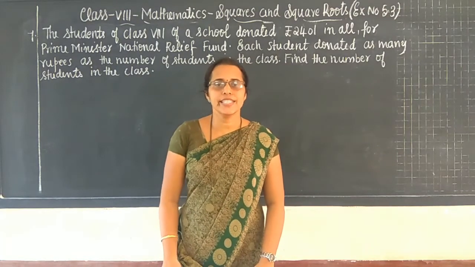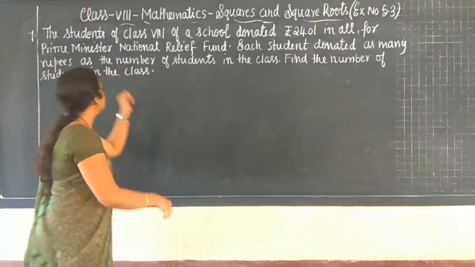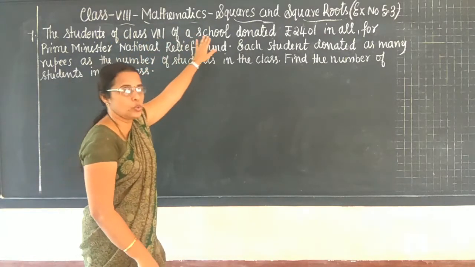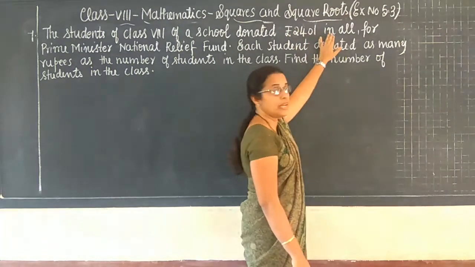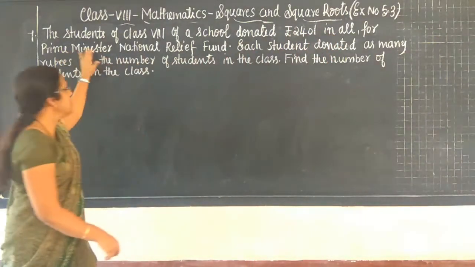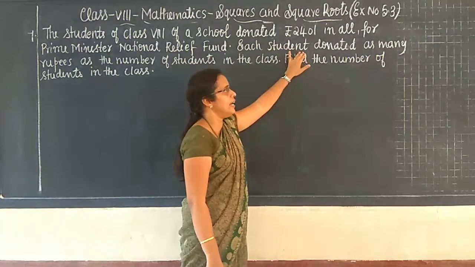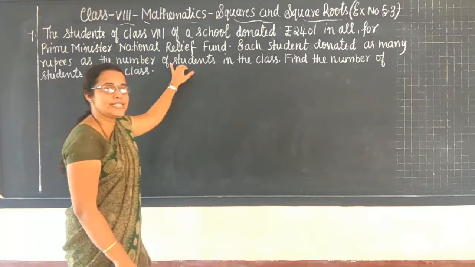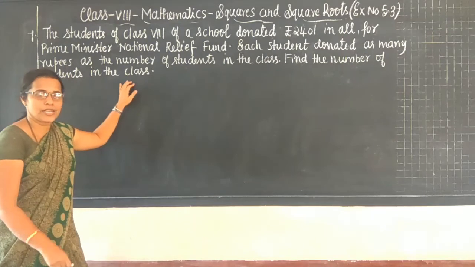In today's class, let us continue exercise number 5.3. Okay children, so question number 7. The students of class 8 of a school donated rupees 2,401 in all for Prime Minister National Relief Fund. Each student donated as many rupees as the number of students in the class. Find the number of students in the class.